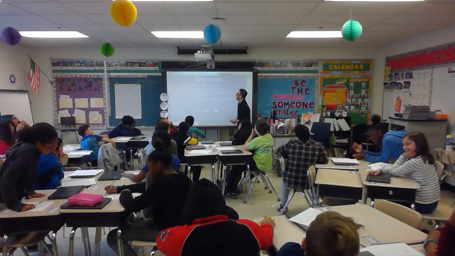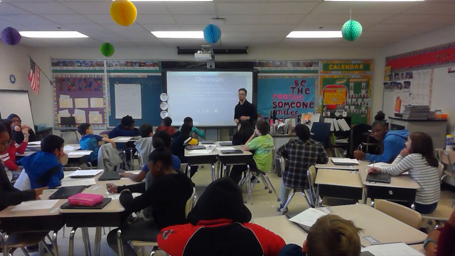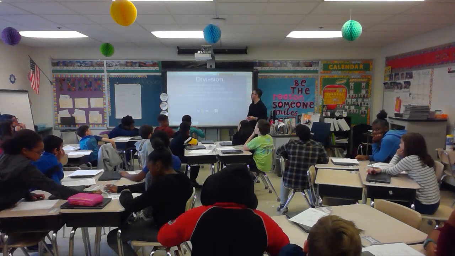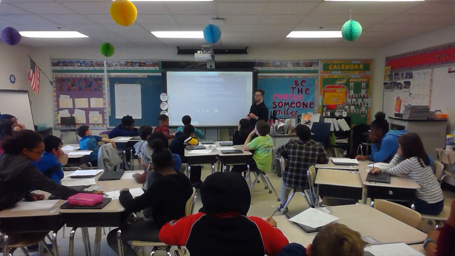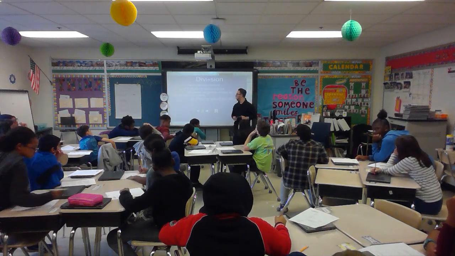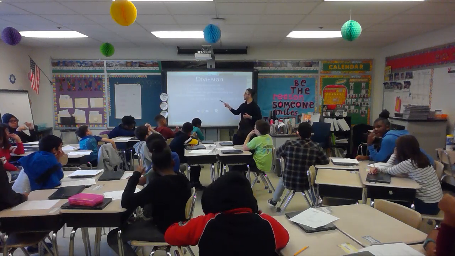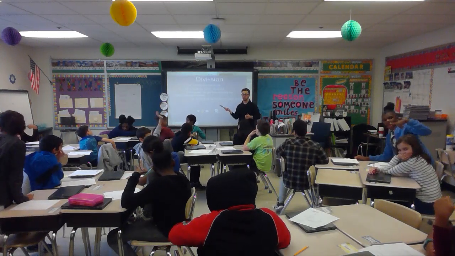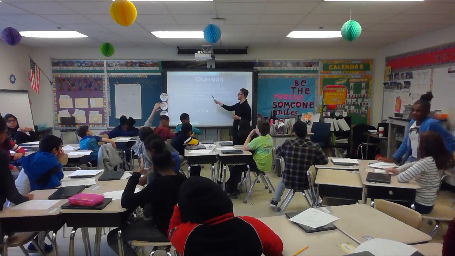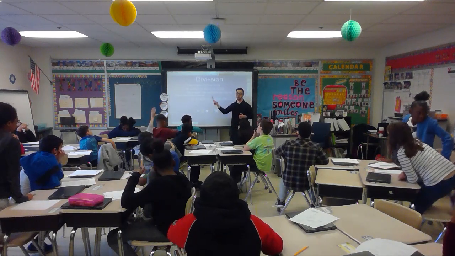The dividend is the number that we divide, okay? The divisor is the number by which we divide. The quotient is the number that we get from dividing our divisor from our dividend. So that's pretty lengthy. What is another way that we could say what the quotient is?